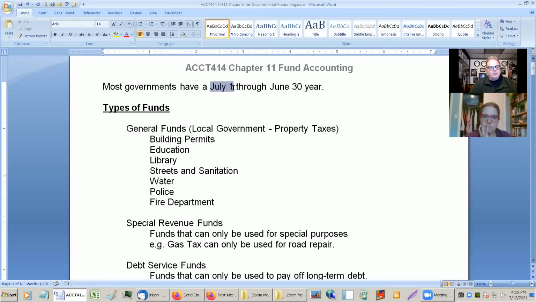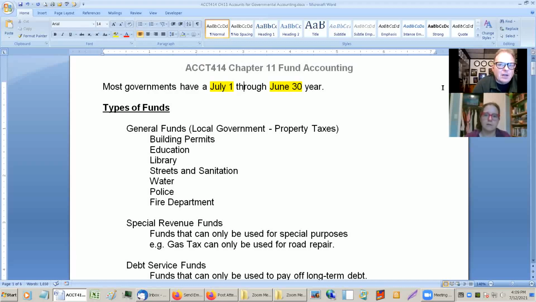So they have a July 1st through June 30th. So July 1st, 2021, and then the year end will be June 30th, 2022. And that doesn't apply to nonprofits, right? Just governments? Usually just government agencies. Nonprofits can also have different year ends, and sometimes they will have these.